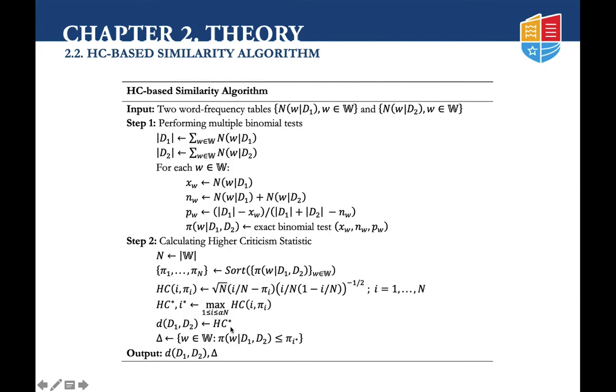higher criticism statistic. If the distance between two documents is large, it is more likely that the two documents are sampled from different authors. If the distance between the two documents is small, it is more likely that the two documents are sampled from the same author. The higher criticism statistic HC is used as the index of similarity. But there is one disadvantage: we don't know how large it should be or how small it should be to tell whether two documents are sampled from the same or different authors.